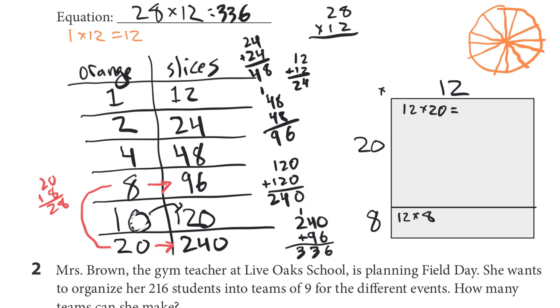So 12 times 20, according to our ratio table, is 240. I'm going to write that nice and big so we don't confuse that. And then on our ratio table, we said that 12 times 8 is 96. This is just a visual representation of what we solved in our table. If we add 240 plus 96, we're going to get our 336, which is the answer. So that open array can be used, and I encourage you to use it as well, to solve this kind of equation.